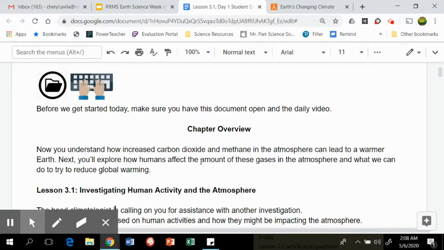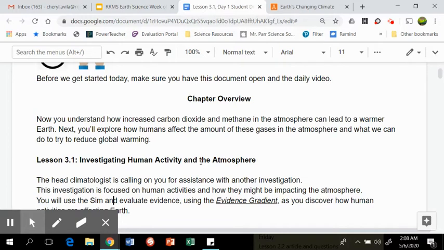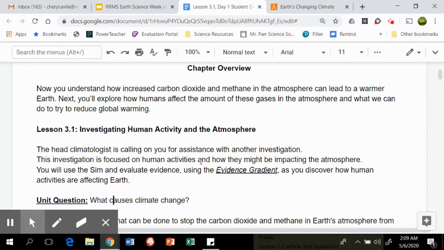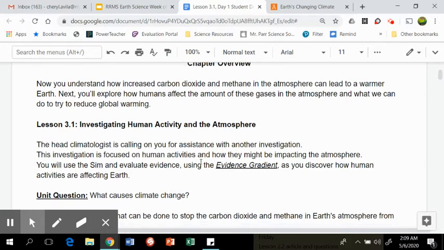So lesson 3.1 is about investigating human activity in the atmosphere. The head climatologist is calling on you for assistance with another investigation. This investigation is focused on human activities and how they might be impacting the atmosphere. You will use the sim, actually I'll be showing you the sim, and you will evaluate evidence using the evidence gradient as you discover how human activities are affecting Earth.